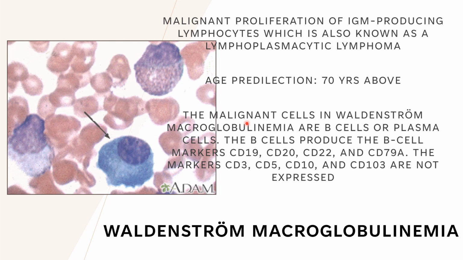For the next type of plasma cell dyscrasia, we have what we call Waldenstrom macroglobulinemia. So your patients with this type of plasma cell dyscrasia have elevated serum monoclonal protein. We refer to that as macroprotein or IgM paraprotein, and we can detect that during serum protein electrophoresis. So there is a malignant transformation of IgM producing lymphocytes. The B cells or plasma cells present in this plasma cell dyscrasia express the following markers: CD19, 20, 22, and 79A. But the markers CD3, 5, 10, and CD103 are not expressed.